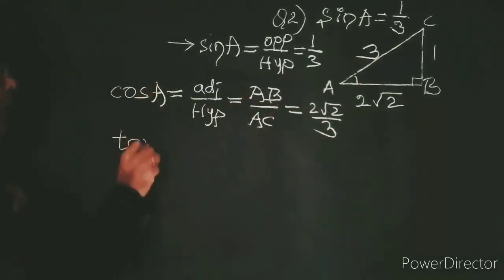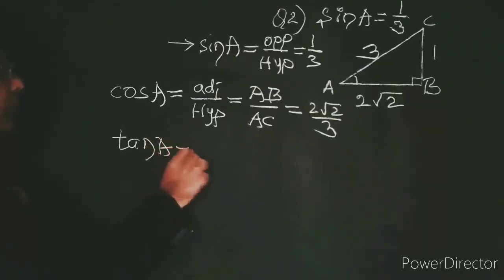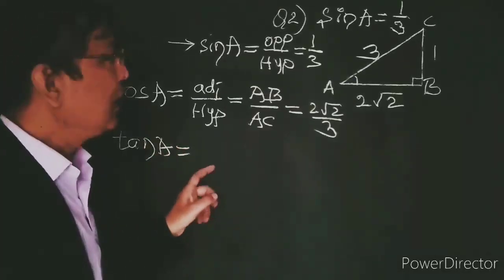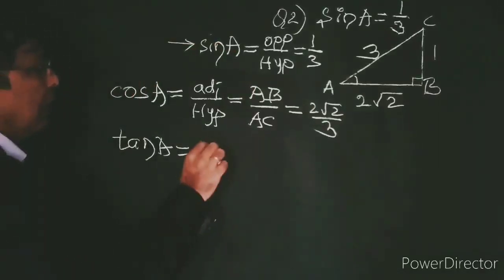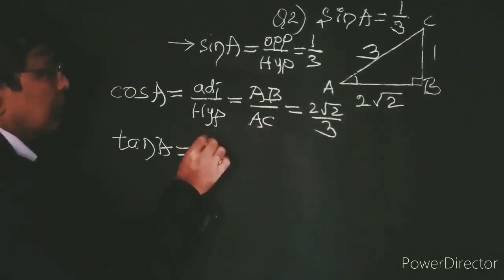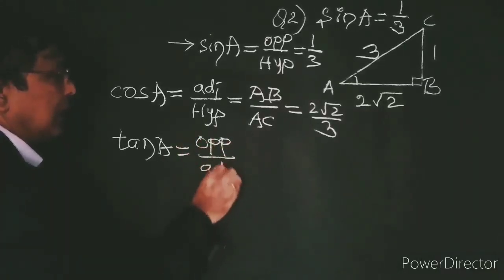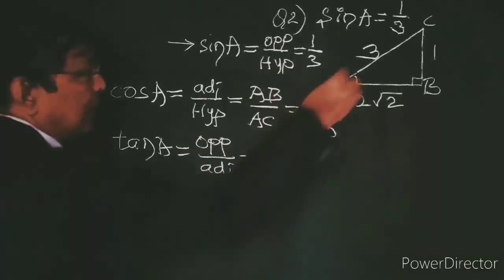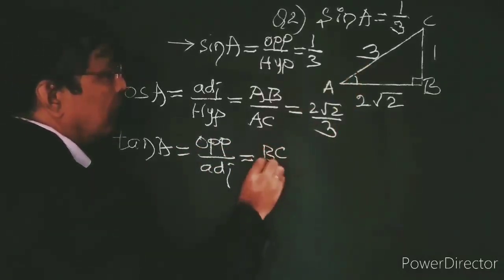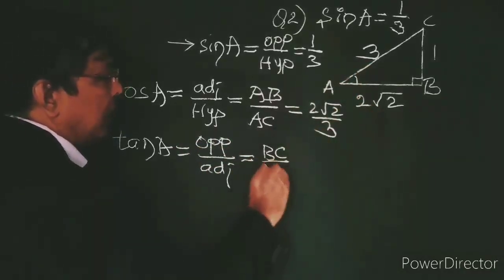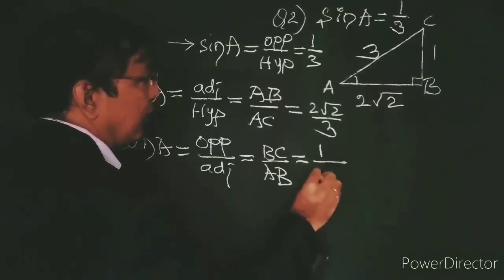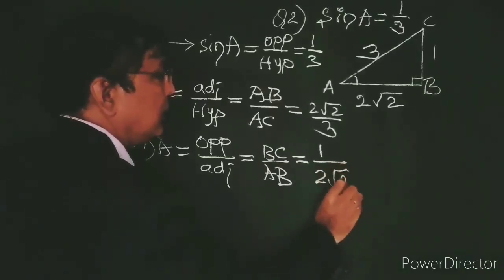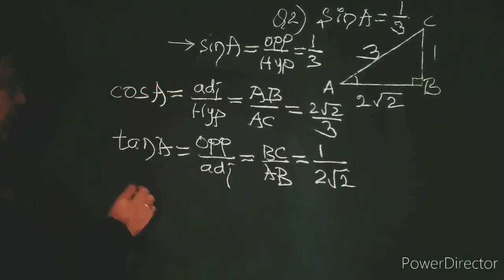Now, tan A. Tan A ratio can be obtained either by dividing sin A upon cos A, or we can simply use that opposite side upon adjacent side. Opposite side is nothing but BC. Adjacent side is AB. The value of BC is 1. The value of AB is 2 root 2. This is the ratio of tan A.